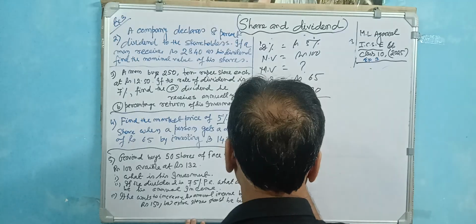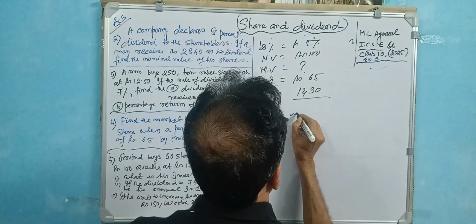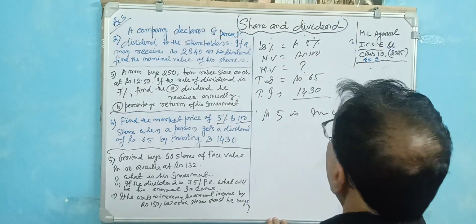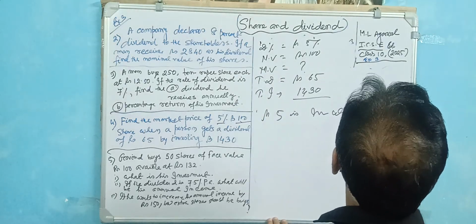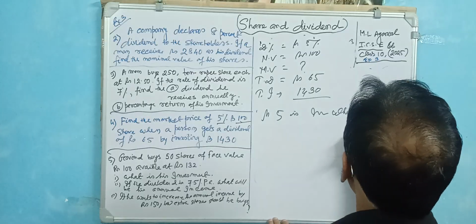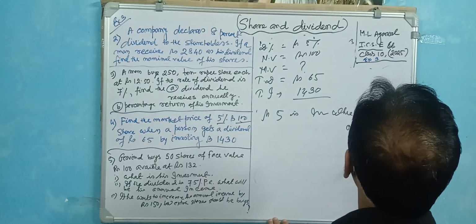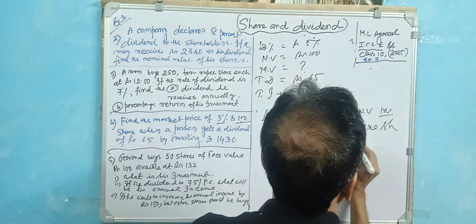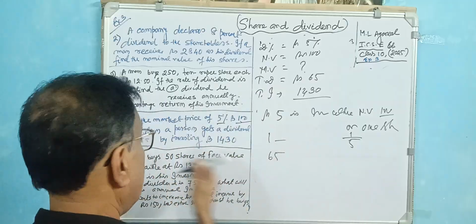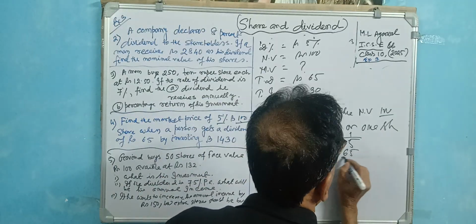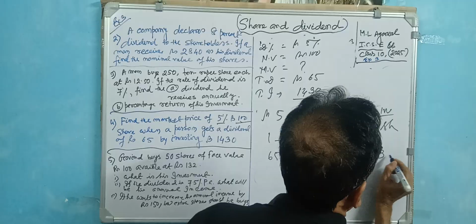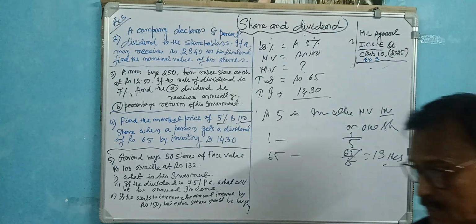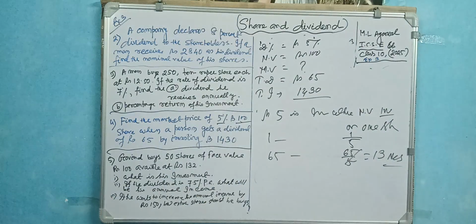So here rupees 5 is the income when the nominal value is 100, or one share. So for 1 share you get 5, and 65 you get in total. Very interesting. So 65 by 5, that means actually the 13 is the number of shares you bought. Try to understand this part carefully. This is the very important thing.